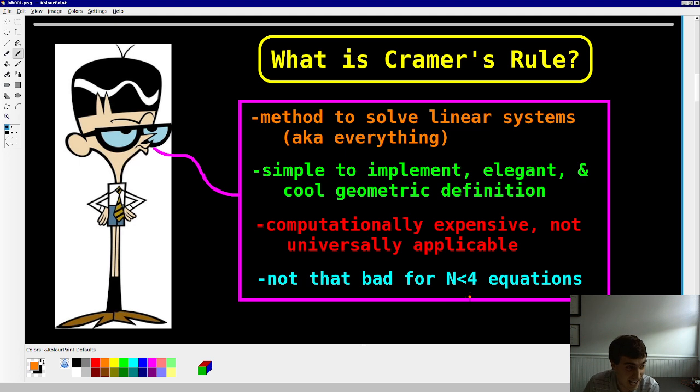For systems of small n equations, that's easy. One equation, two equations, three equations, even four equations, I think you could do this by hand in a testing period for a college class. It's not unrealistic to solve n equals four systems of equations, in my opinion. So for those things, I think Cramer's rule is awesome. It's intuitive and easy to remember, the algorithm is simple and straightforward, and it has an awesome geometric understanding that I think warrants people knowing about. So that's why I'm making this video.